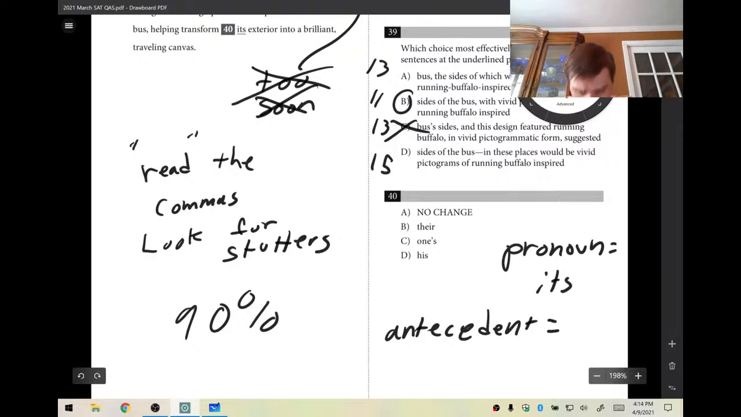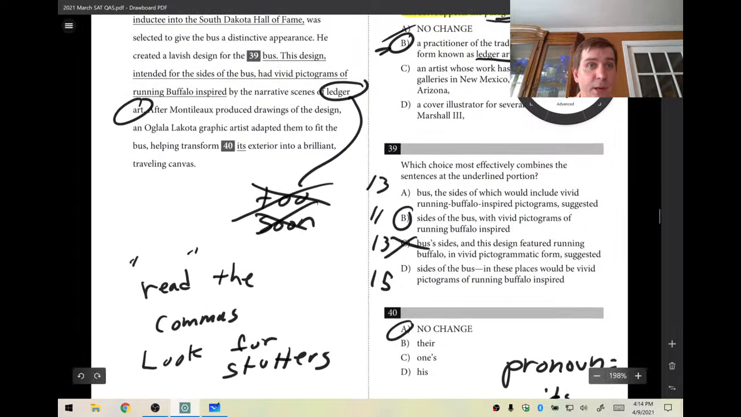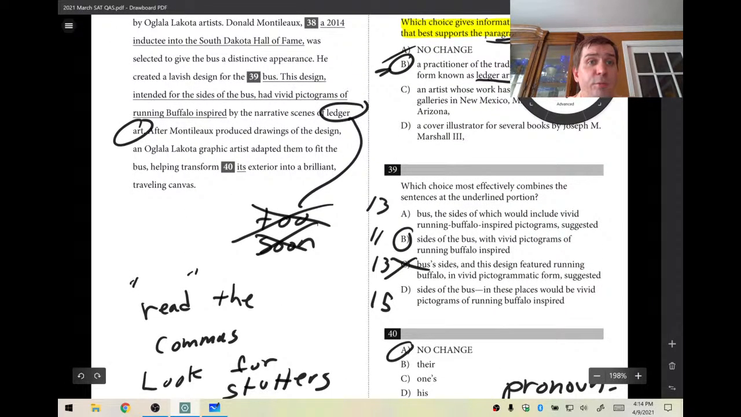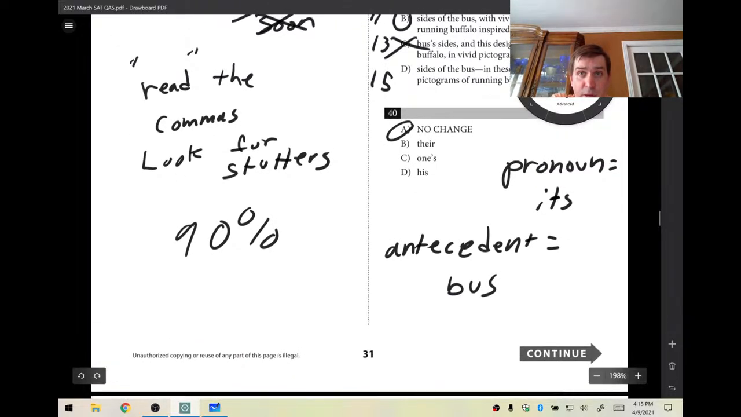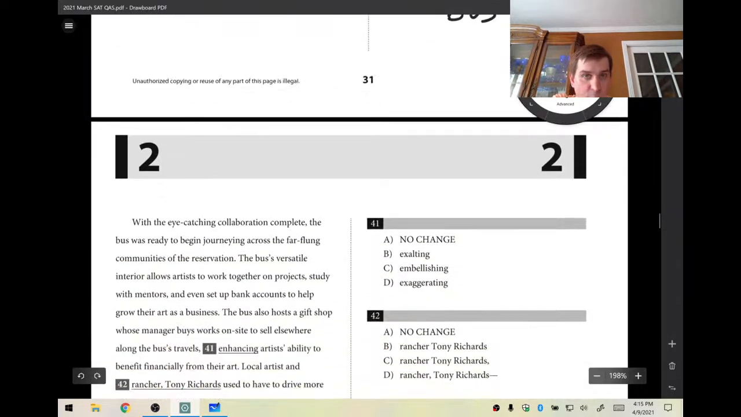Well, the antecedent would have to be the bus. So can I use a singular possessive pronoun we reserve for things like buses to refer back to bus? Yes, I can. So that one was a no change. I'm going to reread it one more time. After Montelot produced drawings of the design, an Oglala Lakota graphic artist adapted them to fit the bus, helping transform its exterior, the bus's exterior, it makes perfect sense, into a brilliant traveling canvas. So they will test you on pronouns, pronoun antecedent agreement, subject-verb agreement.